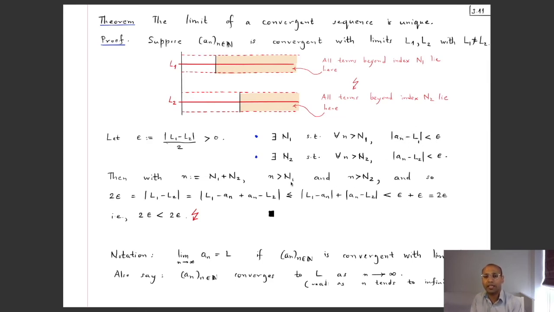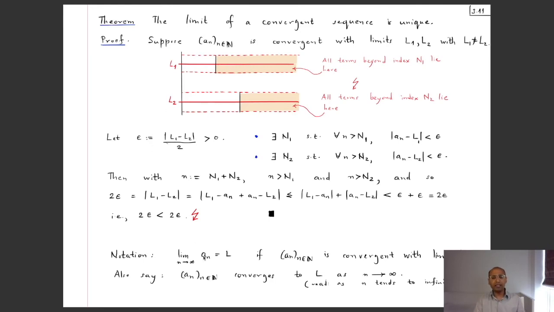is less than epsilon because n is bigger than N1. Similarly, mod a_n minus L2 we already know is less than epsilon because n is bigger than capital N2. So this is less than epsilon plus epsilon, which is 2 epsilon. So what we have got is 2 epsilon is strictly less than 2 epsilon. But that can't happen in light of the trichotomy law, because 2 epsilon is equal to 2 epsilon. So this is wrong, and all this happened because we assumed at the outset that the sequence is convergent with two limits. So that cannot be true, and so the limit of a convergent sequence is unique.